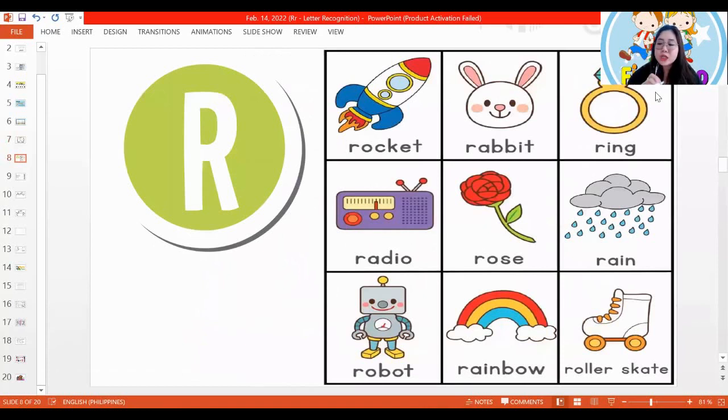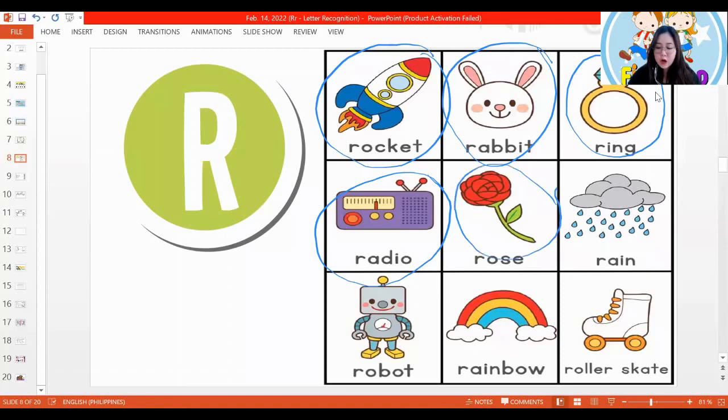So we have pictures here that start with the letter R. We have R is for rocket, R is for rabbit, R is for ring, R is for radio, R is for rose, R is for rain, R is for robot, R is for rainbow, and lastly, R is for roller skates.